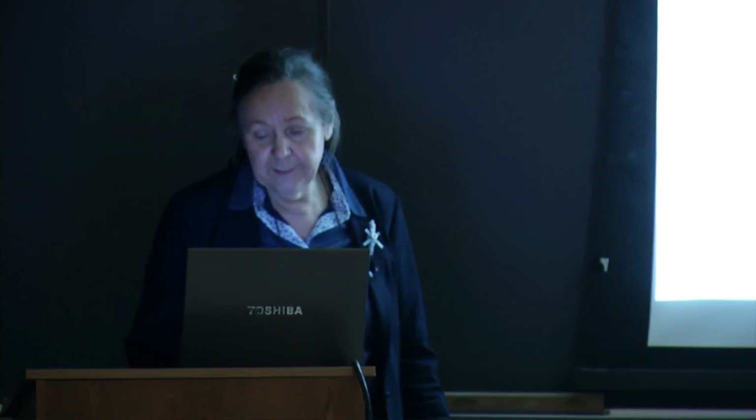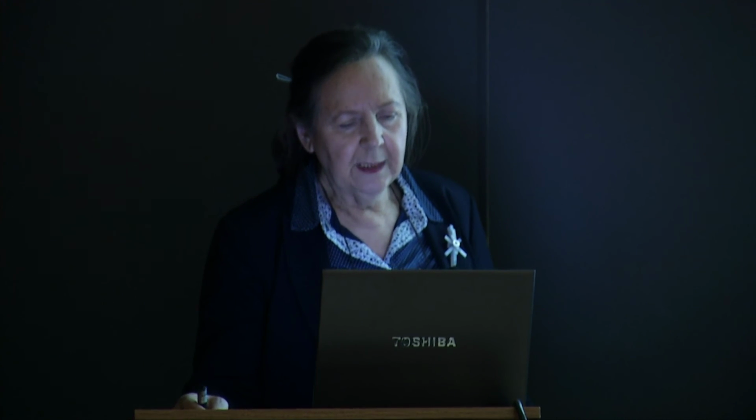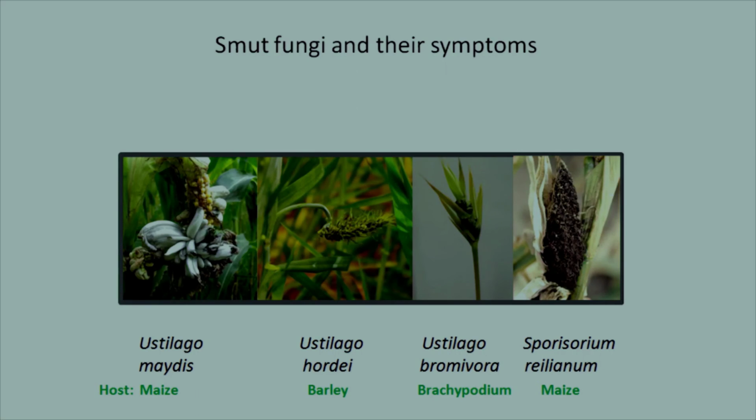Okay, so let me start by basically introducing the system, and I would like to do that in a bit more broader sense by showing you this group of fungi, smut fungi. And I've picked this picture for a particular reason. So what you see here is Ustilago maydis on corn, Ustilago hordei on barley, Ustilago bromivora on Brachypodium, and Sporisorium reilianum also on corn. So all these fungi cause diseases.